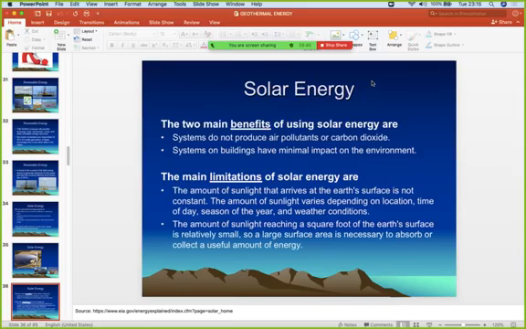So the amount of sunlight varies depending on location and time of day. So if you go to Europe, which is above the equator line, you expect what is called the solar production hours that you can generate is only 2.5 hours a day.